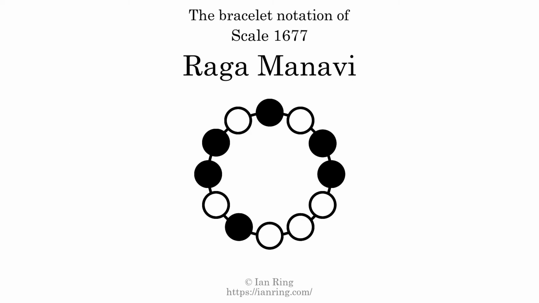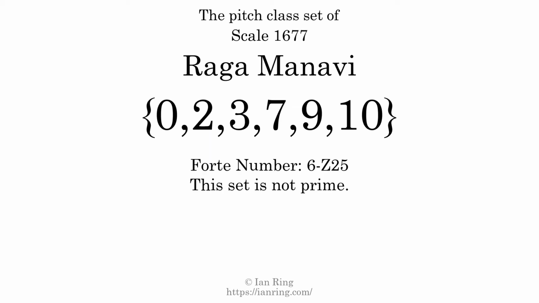This is a bracelet notation diagram of scale 1677. The shaded circles represent tones that appear in the scale, and they are read clockwise, starting at the top. The pitch class set for this scale is 0, 2, 3, 7, 9, 10. The forte class is 6Z25. This set is not prime.